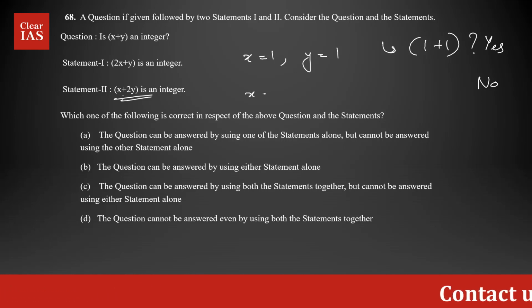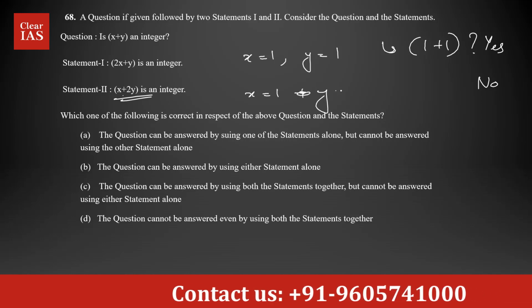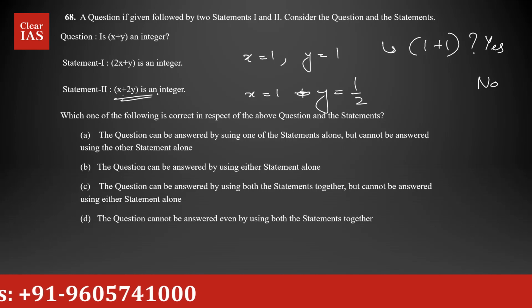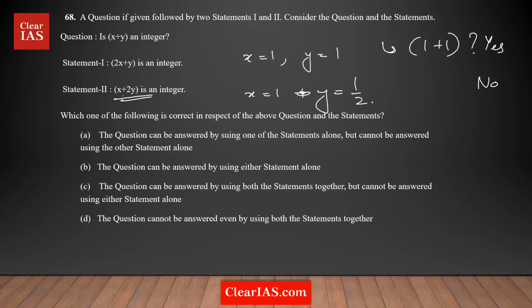X should be an integer, but you have 2y, so that means y can be a fraction, which is 1 by 2. Why am I keeping 1 by 2? Because when you multiply by 2, this fraction gets removed and you get an integer value, so this condition is satisfied. That's the reason I am keeping it as 1 by 2. 1 by 3 will not work. Only 1 by 2 will work in this case.